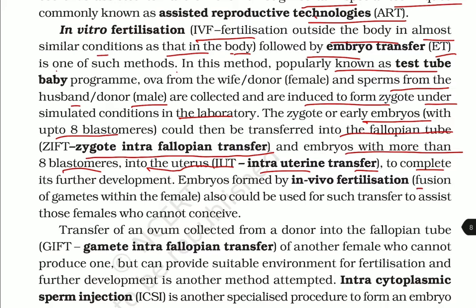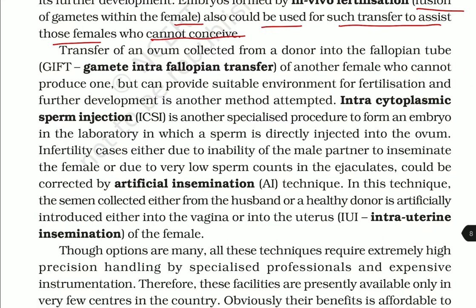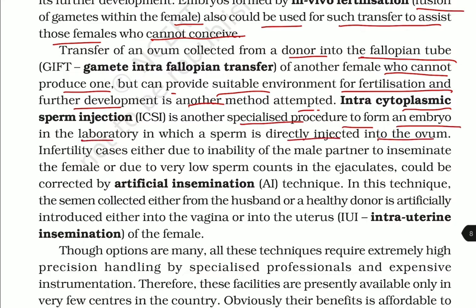Embryos formed by in vivo fertilization, fusion of gametes within the female, also could be used for such transfer to assist those females who cannot conceive. Transfer of an ovum collected from a donor into the fallopian tube, that is GIFT, gamete intrafallopian transfer, of another female who cannot produce one but can provide a suitable environment for fertilization and further development is another method attempted. Intracytoplasmic sperm injection, ICSI, is another specialized procedure to form an embryo in the laboratory in which a sperm is directly injected into the ovum.